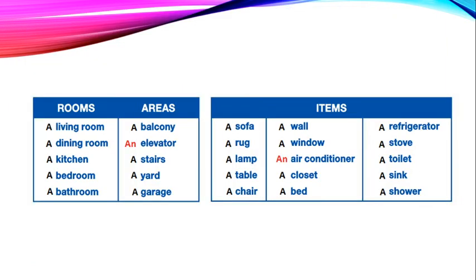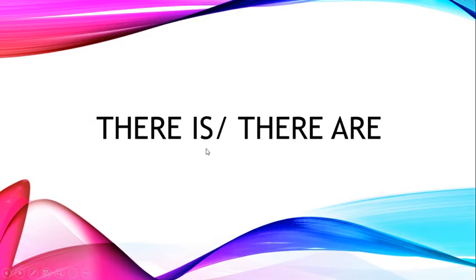Okay, great. Now that you watched the video, let's complete with the same vocabulary that we saw before. So you say a living room, a dining room, a kitchen, a bedroom. But pay attention, you say an elevator, an air conditioner, okay? Because those are the ones starting with vowel sounds. Now, let's talk about there is, there are.